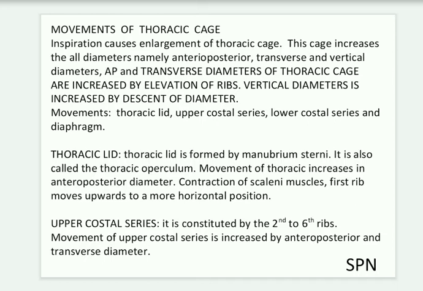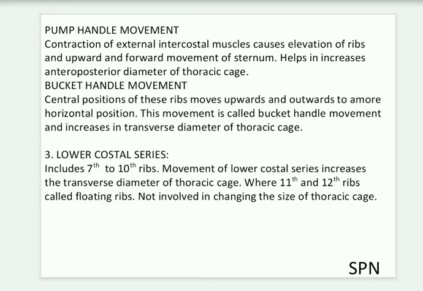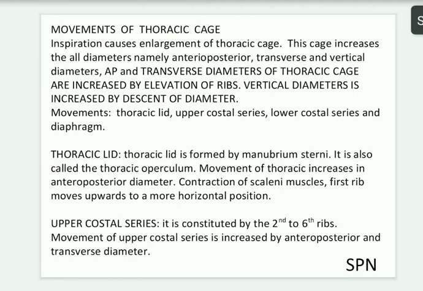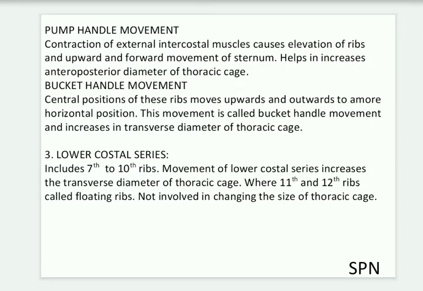The upper costal series is constituted by the second to sixth ribs. Movement of the upper costal series increases the anterior-posterior and transverse diameters. Next, pump handle movement. There will be contraction of the external intercostal muscles causing elevation of the ribs and upward and forward movement of the sternum. So it helps increase the AP diameter of the thoracic cage.